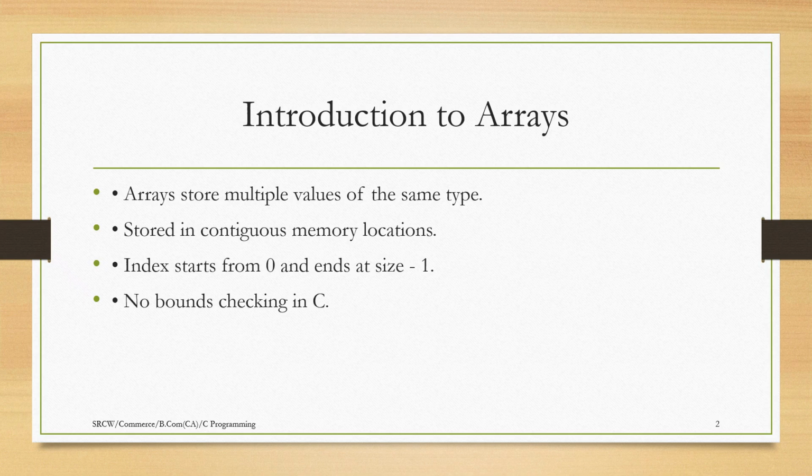Arrays are the way to store multiple values of the same type under one name. They occupy contiguous memory locations, which makes them efficient for indexing. In C, indexing always starts from 0 and ends at size minus 1. However, unlike some other languages, C does not perform bounds checking. So accessing invalid indexes can cause memory issues.